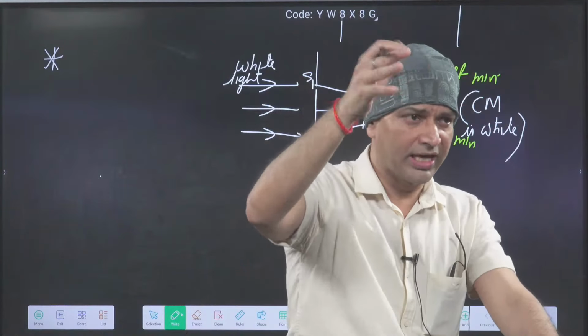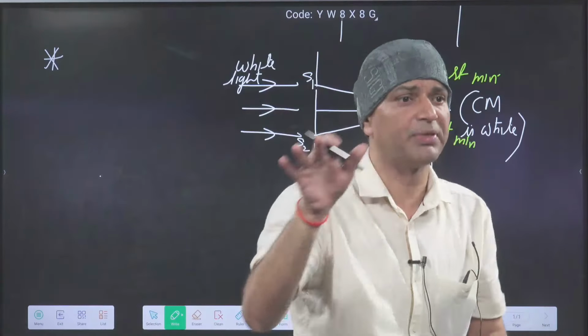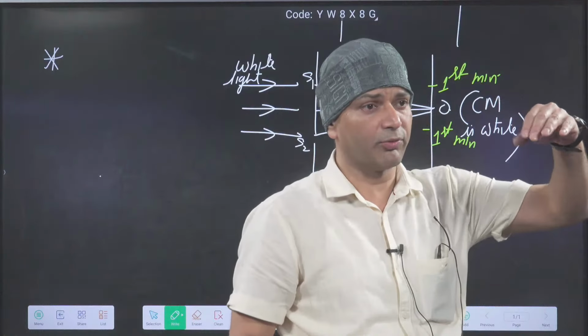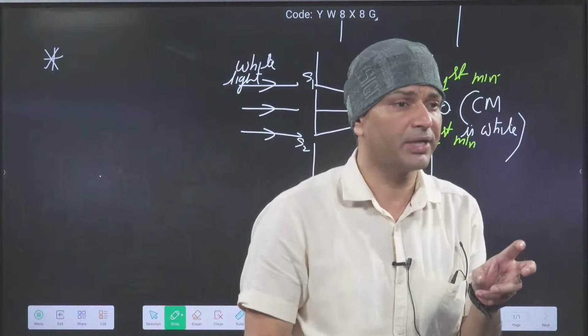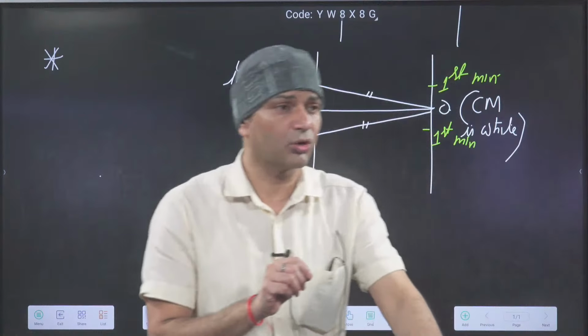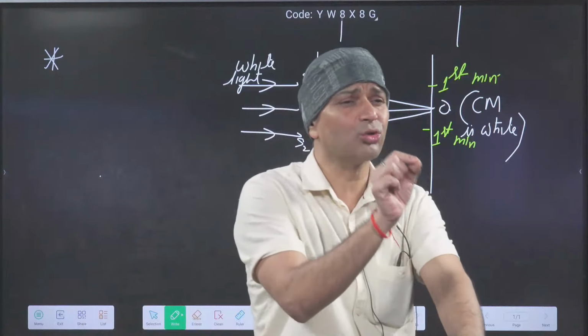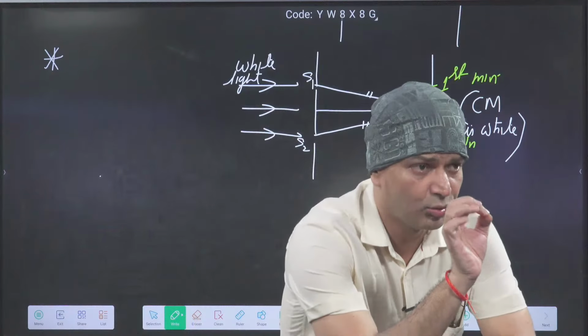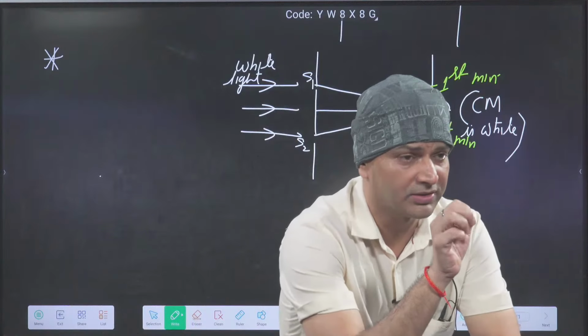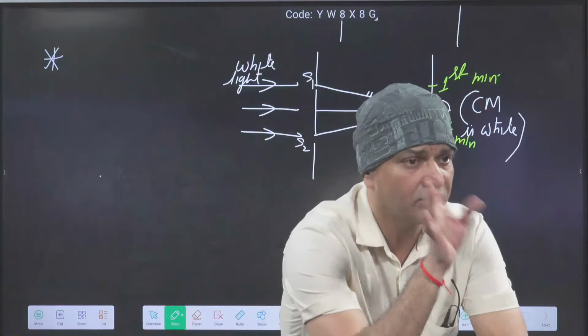Violet and blue, their wavelengths are nearly equal, so they will be missing. So the dominant color will be what? Red, orange. So the fringe will appear reddish. So if they are asking the question, closer to the central white, which color minima is obtained first, then the answer is violet.